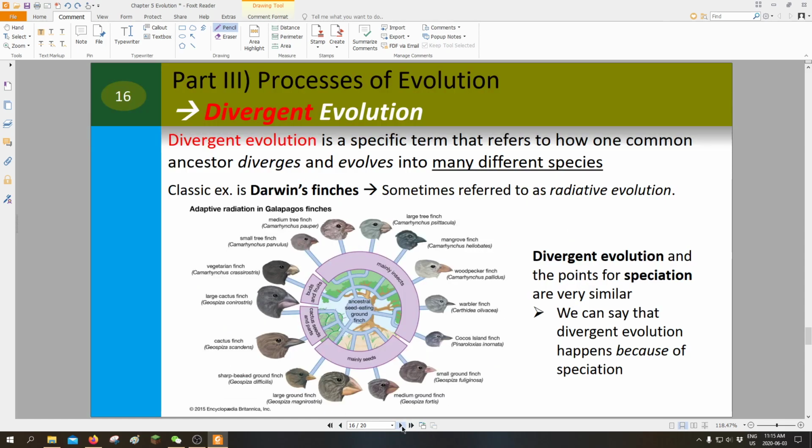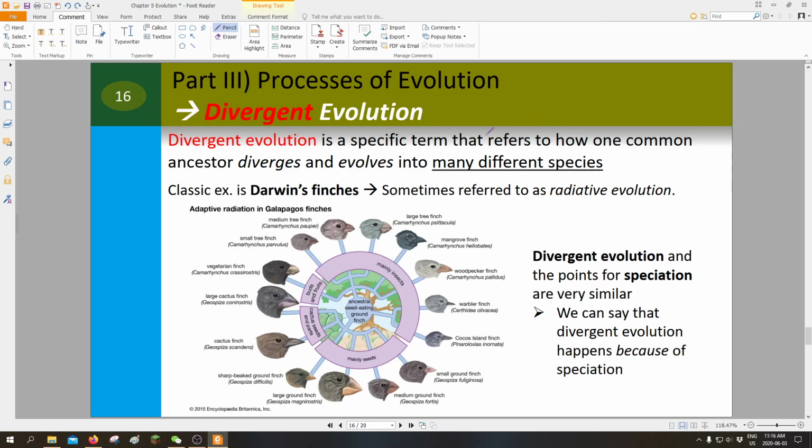Now, these are going to be part 3 of today's lesson. It's going to be on the processes of evolution itself. So this is a separate point, not really talking about how fast it happens, but more about the actual processes of how it happens as well. Okay, so the first one we're going to be taking a look at for the processes of evolution is going to be called divergent evolution.